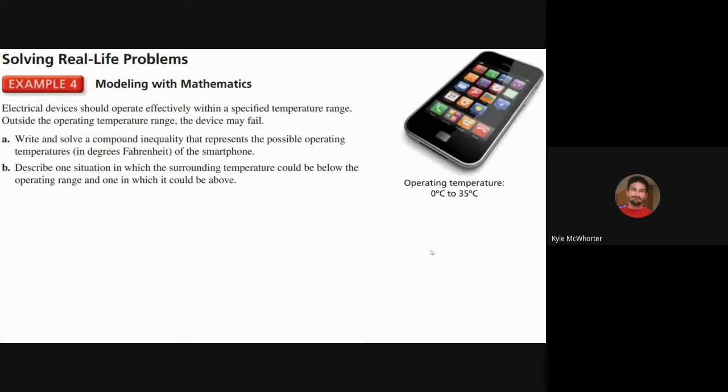Last example, solving real-life problems. Electrical devices should operate effectively within a specified temperature range. Outside of that temperature range, the device may fail. How sad. Okay, so we need to write and solve a compound inequality that represents the possible operating temperatures in Fahrenheit of a smartphone. And they give us temperatures in Celsius. But we do have a formula to convert Celsius into Fahrenheit.